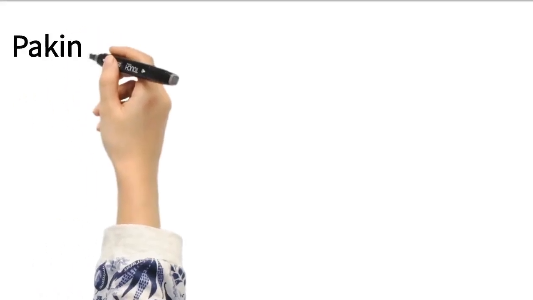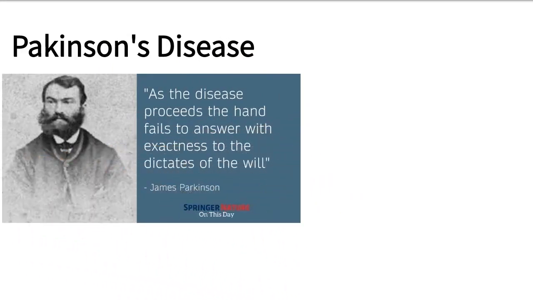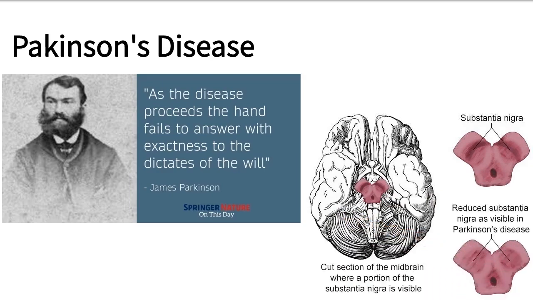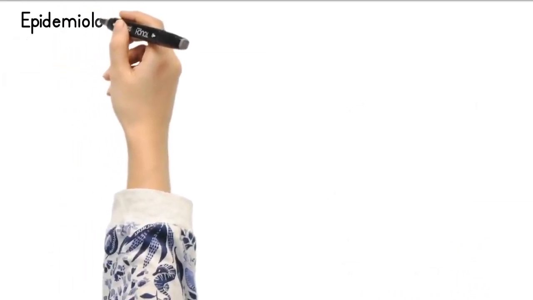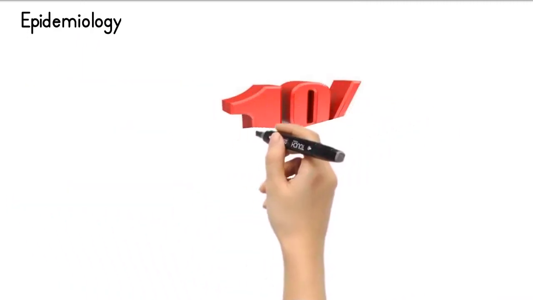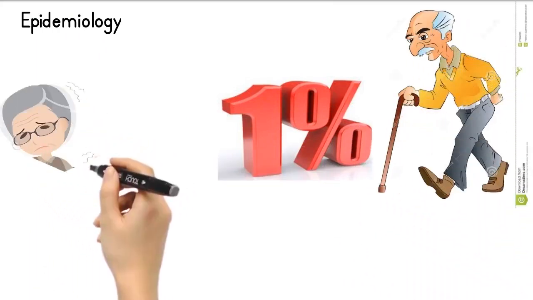Parkinson's disease. It was originally described by James Parkinson and is named for him. It is known to result from the degeneration of dopaminergic neurons in the substantia nigra pars compacta. The incidence and prevalence of Parkinson's disease increase with advancing age, being present in 1% of people over the age of 65 years. The disease is twice as common in men as in women in most populations.